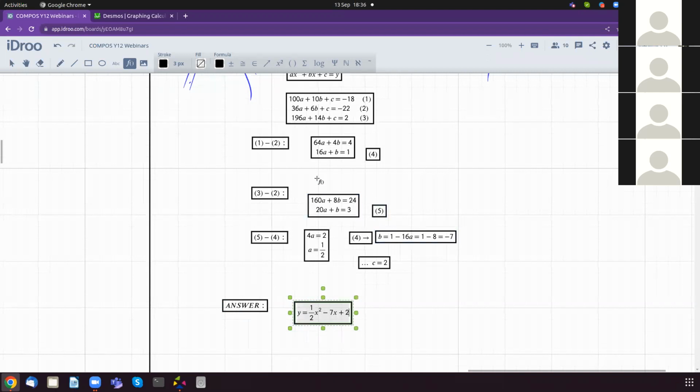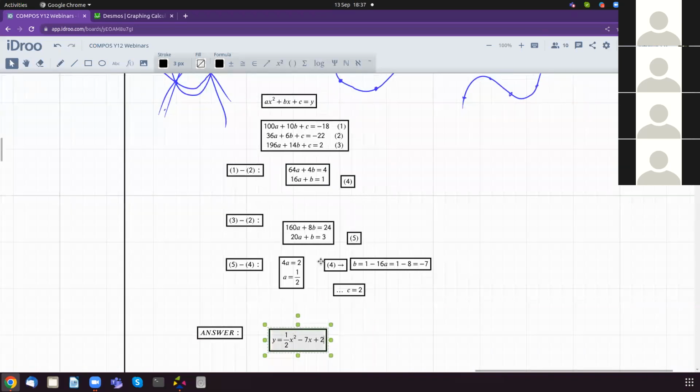Equation 4. We're dividing by 4. Okay. Yeah. Oh, Anthony, you could do it any way you like. It doesn't have to be in this particular order. This is just one of the ways. There are plenty.